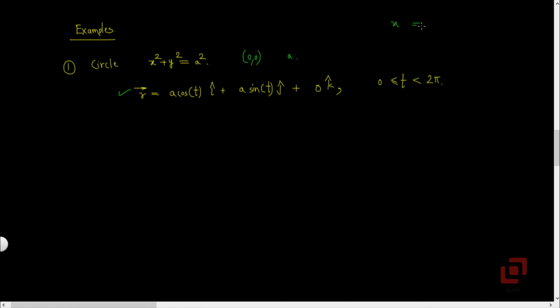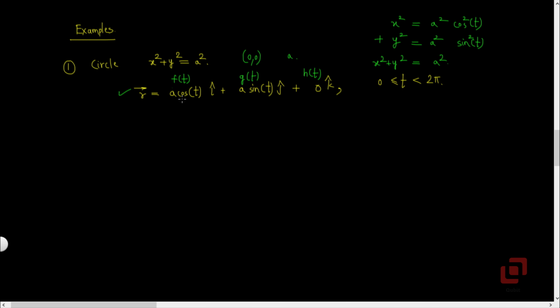As we are substituting x as a cos t and y as a sin t, if you square both sides of these equations and add, we are going to get x squared plus y squared equal to a squared into the bracket cos squared t plus sin squared t, which is 1. So we get x squared plus y squared equal to a squared. So in our notation, f of t is a cos t, g of t is a sin t, and h of t is 0, which signifies that our curve lies in the xy plane.